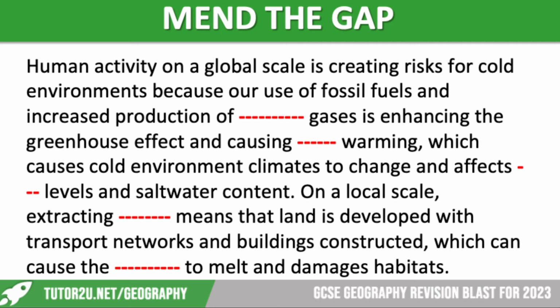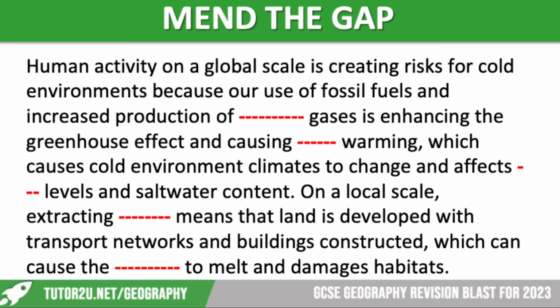On a local scale, extracting something means that land is developed with transport networks and buildings constructed, which can cause the something to melt and damage its habitats. At this point, you can pause the video and try and work out what these five missing words are. Here's a clue: the number of dashes is going to be equal to the length of the word that is missing. And the one after affects is a 3-letter word, just the formatting has meant that it's gone across 2 lines. So pause the video now, because we are about to reveal the answers.